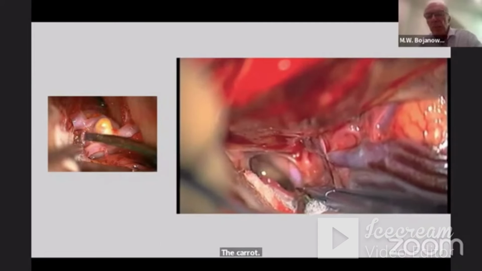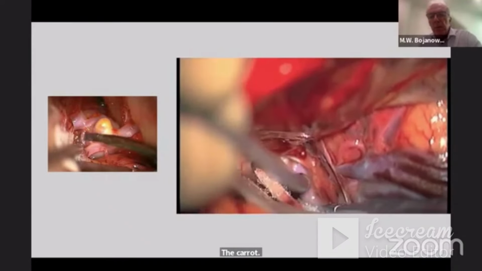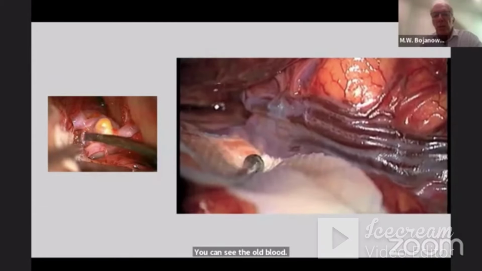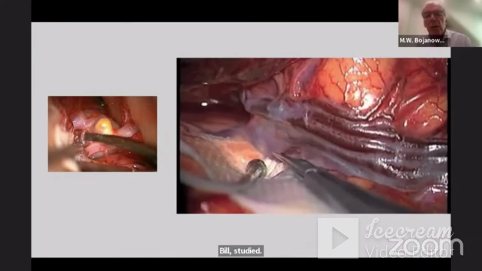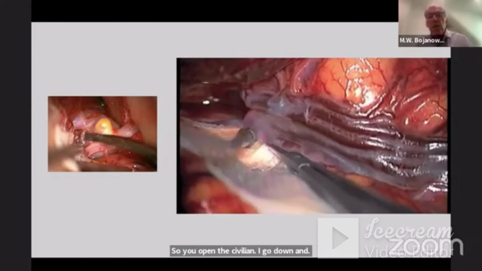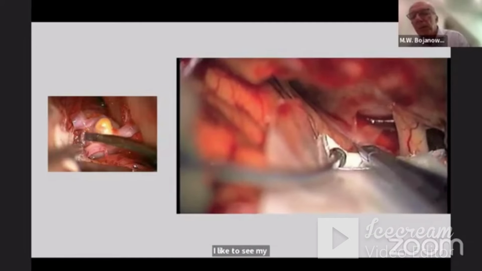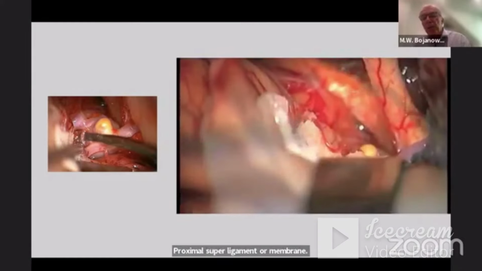Okay. You can see the old blood goes to the, so you open the Sylvian fissure, and I go down, and I like to see the carotid bifurcation. So I need to open what we call the proximal Sylvian ligament or membrane. So again, this is the opening of the entire hemispheric fissure.